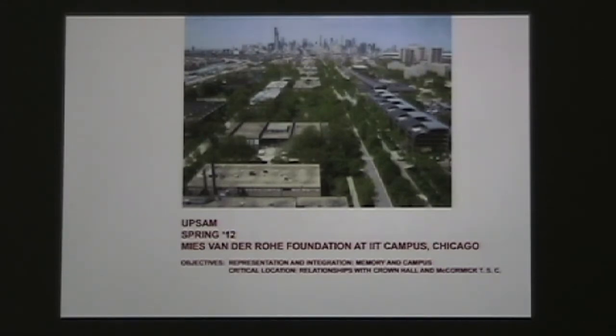And also a critical situation which had to relate the building of the students, or the intervention of the students, with two. This was the site proposed. Here we have the Crown Hall, here we have the Courses Building. So there was also this issue of relating to two very special projects that took place in the campus.